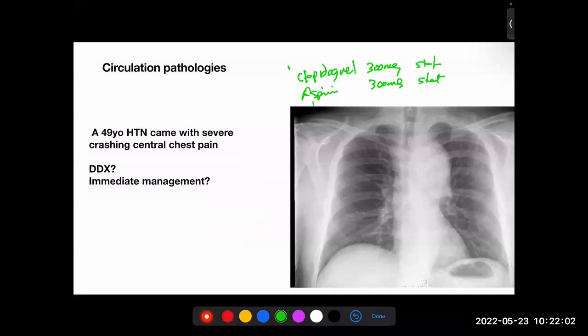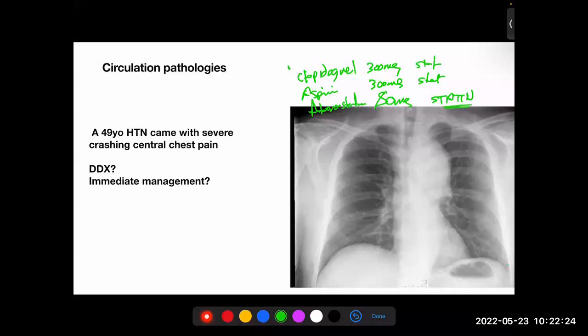You also give atorvastatin, 80, a high dose. What do you call atorvastatin again? A lipid lowering agent. A high dose statin. That is the word. High dose statin.